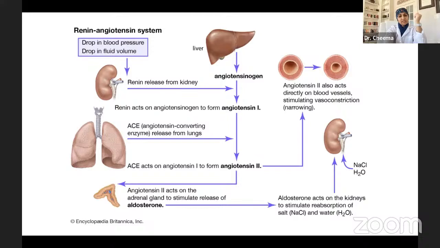And furosemide, choice C, is a loop diuretic. It's also called Lasix. It's used as a diuretic when a patient needs to be diuresed, when a patient is fluid overloaded, like a patient with congestive heart failure. So we give Lasix in those patients.